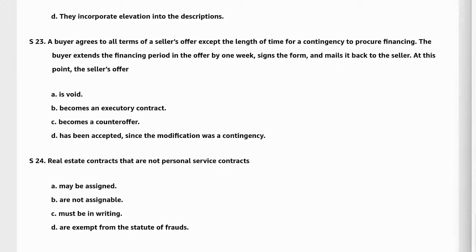So what did y'all answer? A. Okay, C, must be in writing. We have to be careful there. My first answer would say yes, it must be in writing. However, what if it's a lease for less than a year? It doesn't have to be in writing.